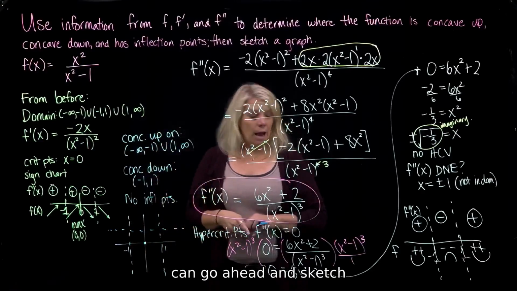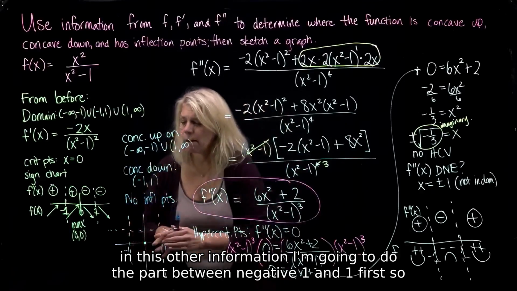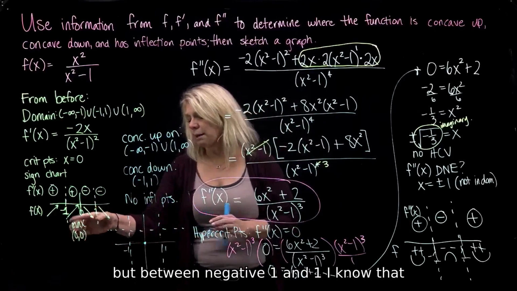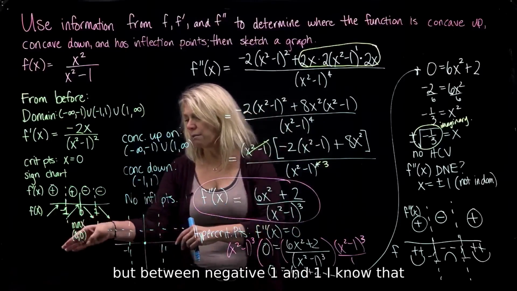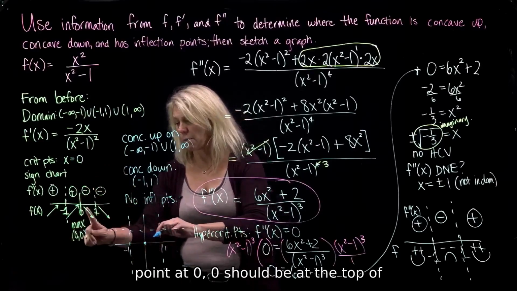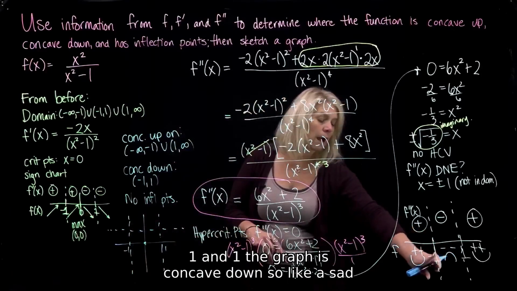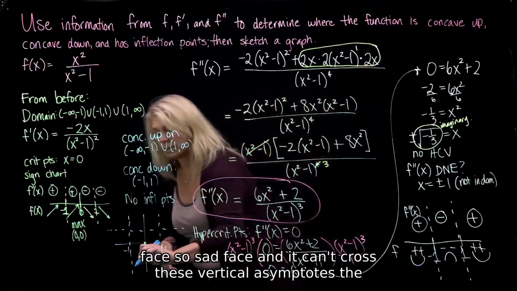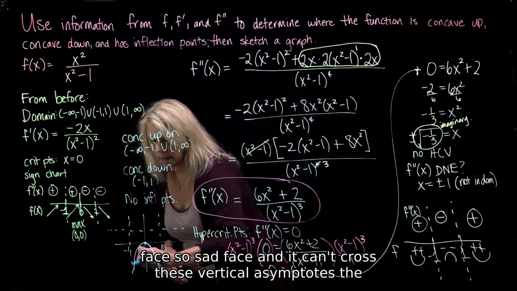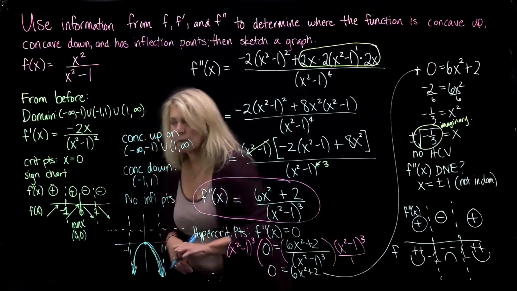And then I can go ahead and sketch in this other information. I'm going to do the part between negative 1 and 1 first. So you could do really whichever region you want first. But between negative 1 and 1, I know that the function is increasing and then decreasing, and that this point at 0, 0 should be at the top of a hill, a max. And I also know that between negative 1 and 1, the graph is concave down, so like a sad face. So sad face. And it can't cross these vertical asymptotes. The function's not defined there.